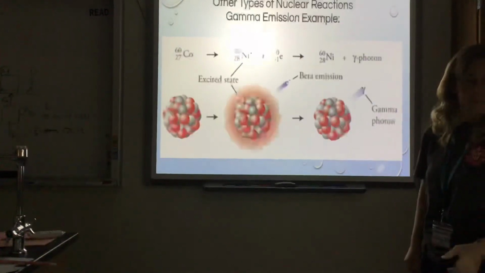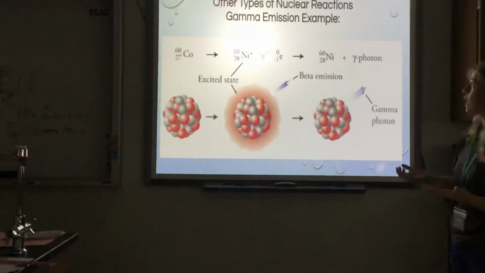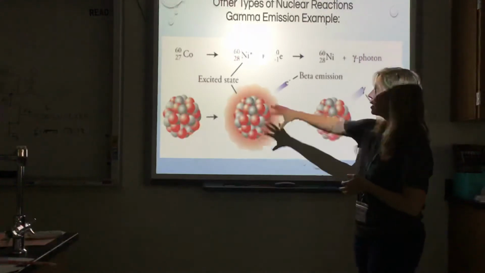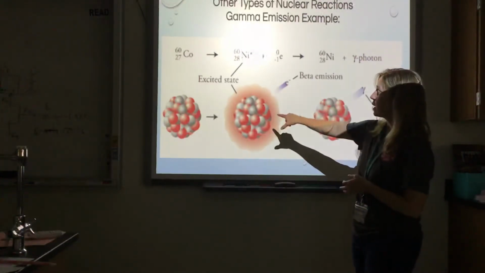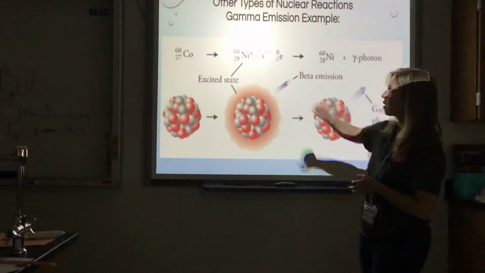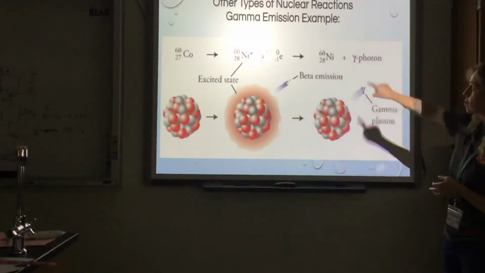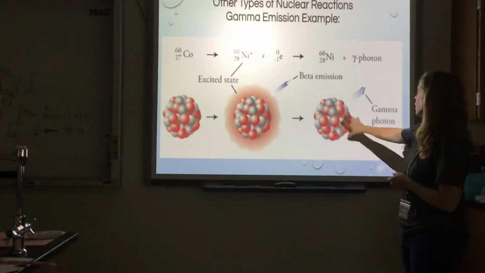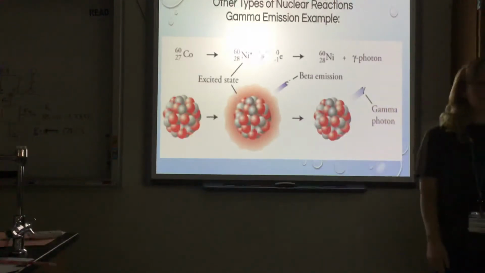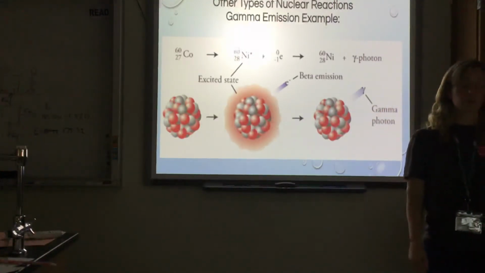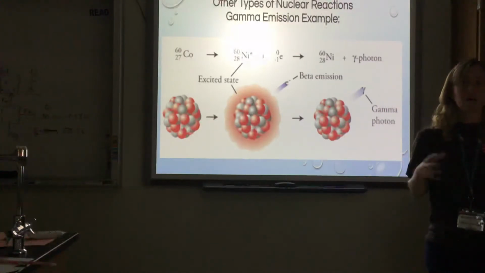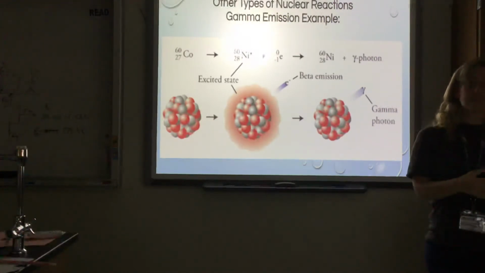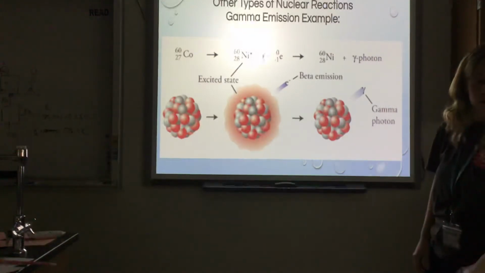Alright, now there's other types of nuclear reactions. Gamma emission, that's another example. Here you have cobalt, and it gets in an excited state, gains an electron. Now you have nickel, okay, 28. That electron gets thrown off in beta emission, and then now you have a gamma photon with the nickel, okay, and that's where the gamma byproduct comes in that we talked about a little earlier, about how gamma radiation is a byproduct of either alpha decay or beta decay, okay?